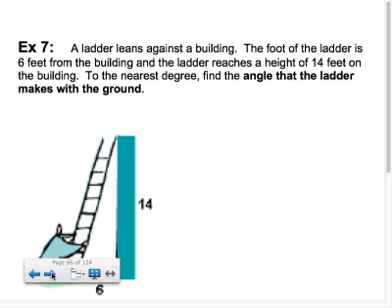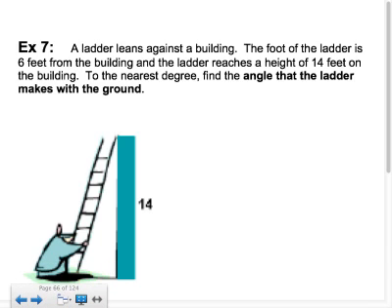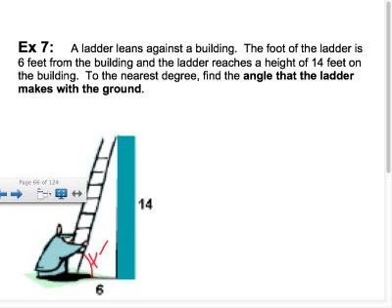Example 7 says a ladder leans against a building. Ladder problems are going to be very common in this right triangle trig stuff. The foot of the ladder is 6 feet from the building, and the ladder reaches a height of 14 feet on the building. To the nearest degree, find the angle that the ladder makes with the ground. So there it is. Call it X. Let me move this up a little bit. So what do I know? I know the opposite. I know the adjacent. Opposite and adjacent again, that's tangent. So tangent of X equals 14 over 6.